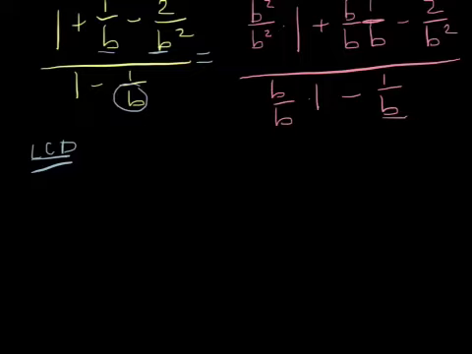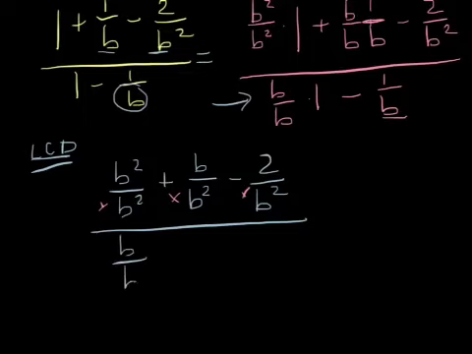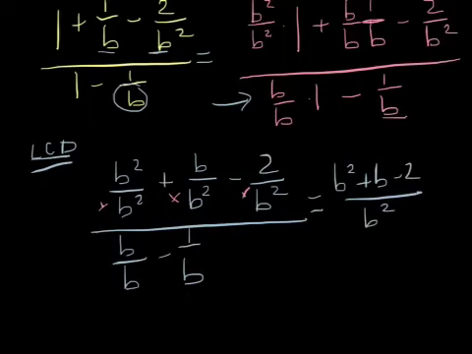So let's just simplify this, shall we? b squared over b squared times 1 is just b squared over b squared. b over b times 1 over b is b over b squared, minus 2 over b squared. So now everything in my numerator is over the same denominator. And now let's take a look at this. So I've got b over b minus 1 over b. So here we go. Let's simplify a little further. So I've got b squared plus b minus 2 over b squared, over b minus 1 over b.